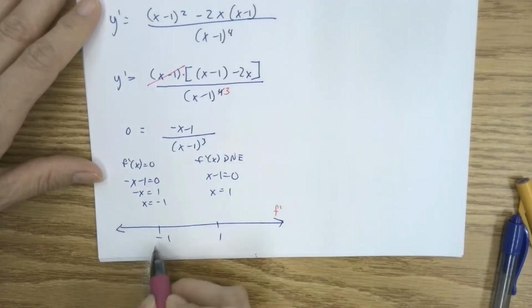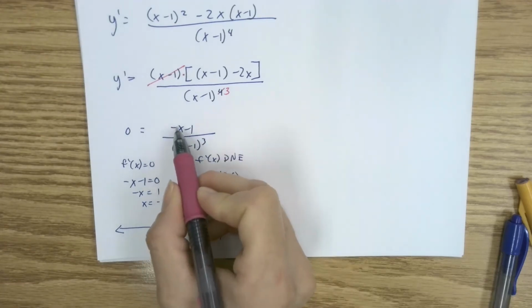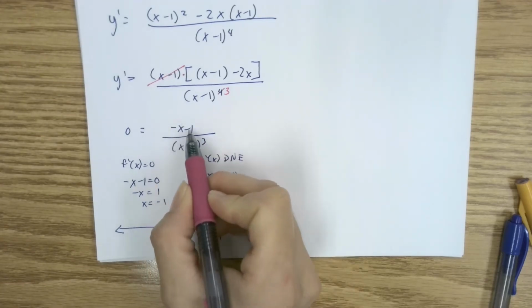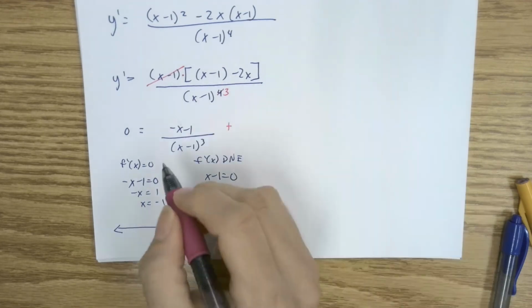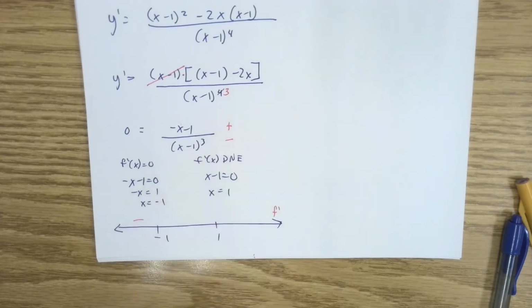So a number less than negative 1 would be negative 2. So negative 2 would be positive: 2 minus 1 is positive. Negative 2 minus 1 is negative, cubed is a negative. So that quotient would be negative.